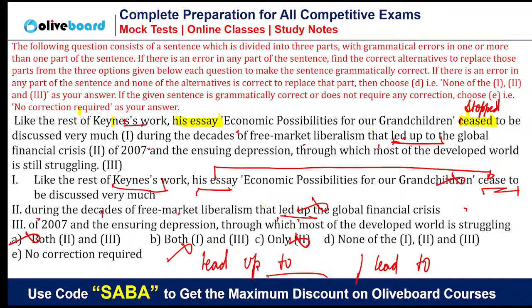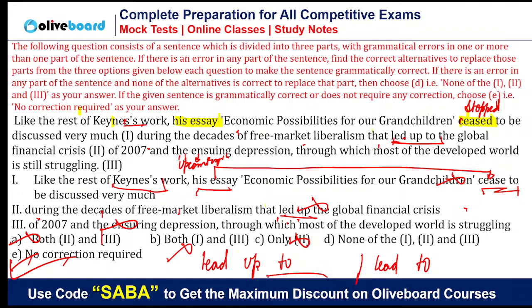Now let's see further. Of the ensuing depression. Ensuing means following, upcoming. You all know. So ensuring depression. Depression is ensured. Does it carry that sense? Ensuing depression or ensuring depression. So it means whatever is given that is absolutely correct. The answer will be no correction required.